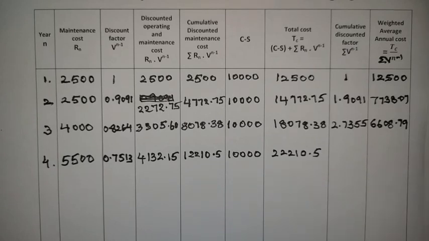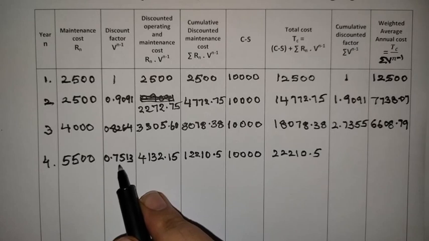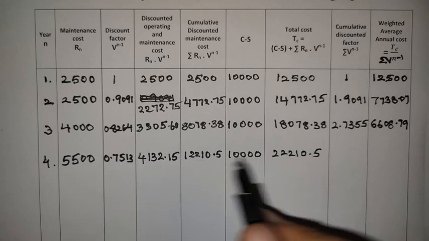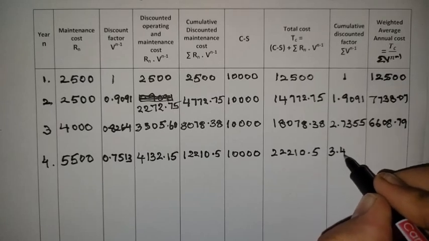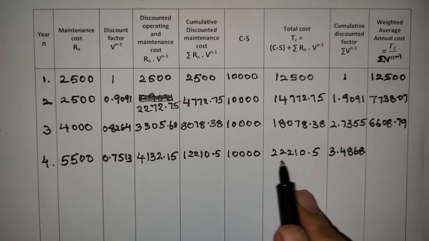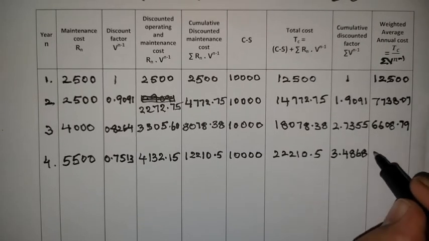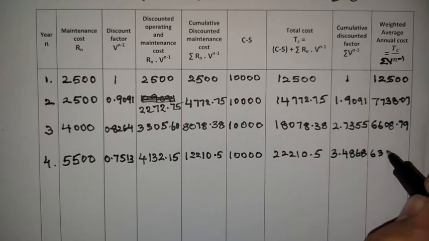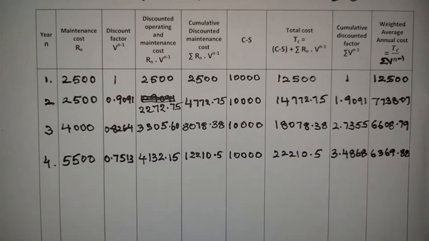Next, sigma v power n minus 1. So 2.7355 plus 0.7513, then you will get 3.4868. Next, total cost by sigma v power n minus 1, then you will get 6369.88. Okay.